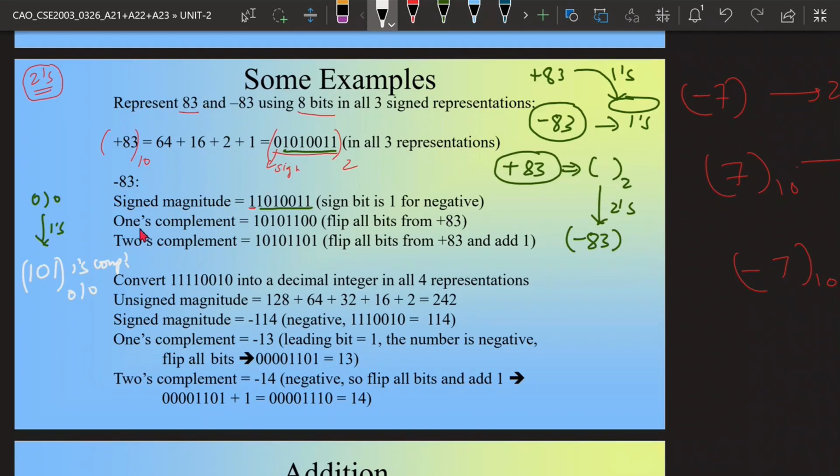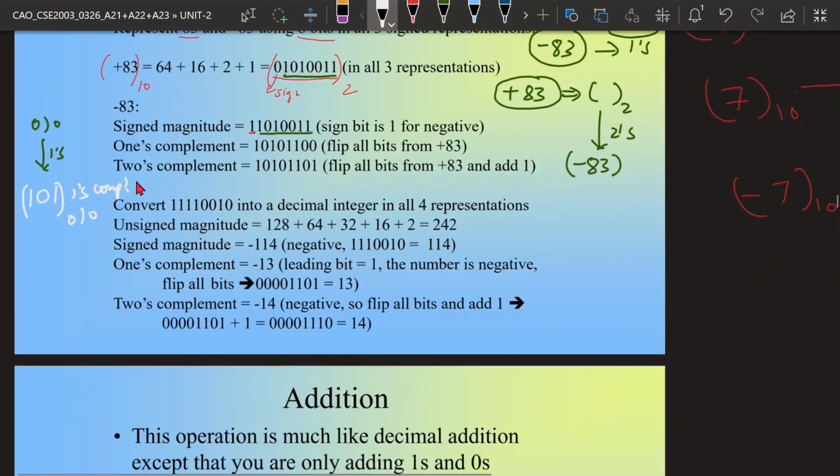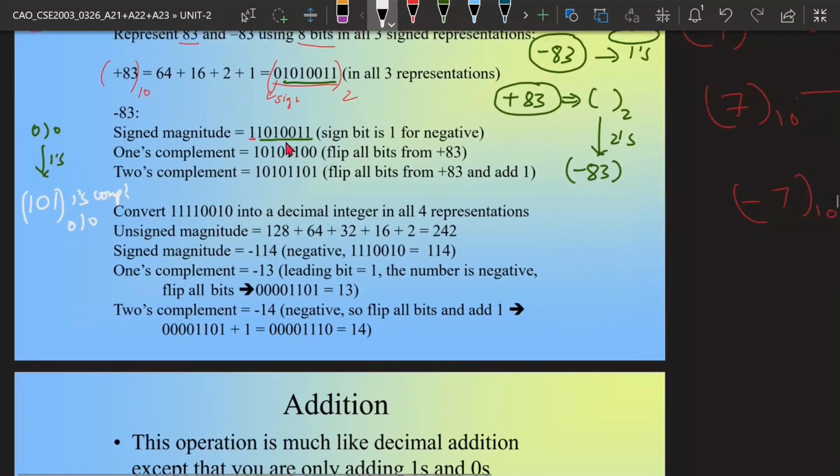So here, in case of ones complement, we are not going to change the sign bit. We are not just complementing the sign bit. We need to complement each bit of the binary representation of the positive number to convert it into ones complement. That will be a negative number. In case of twos complement representation, the same we will be doing.